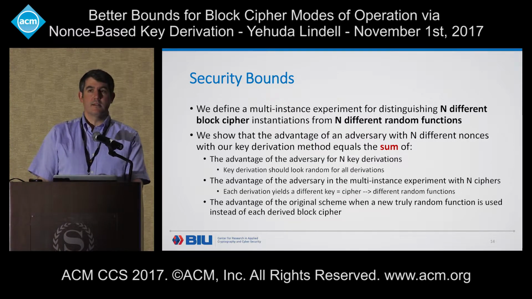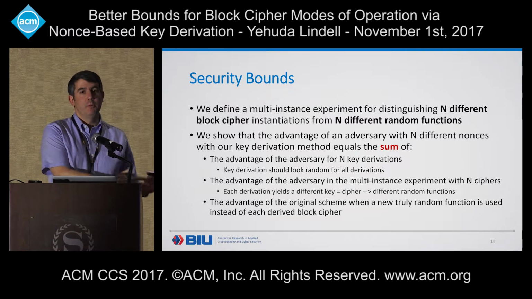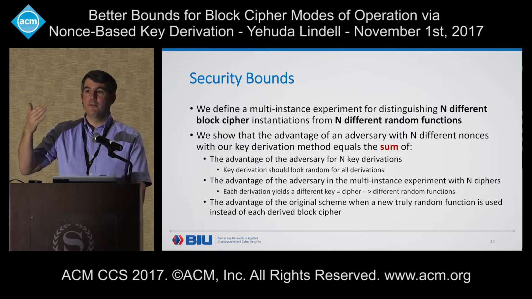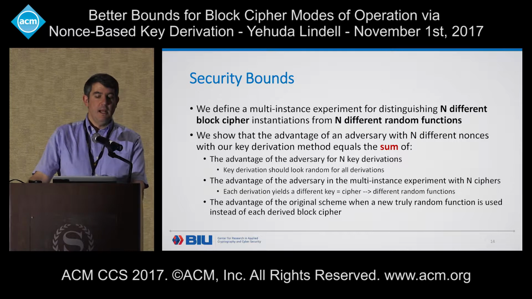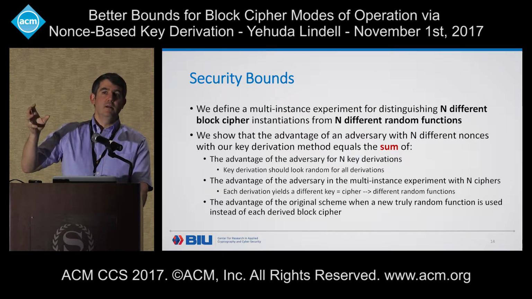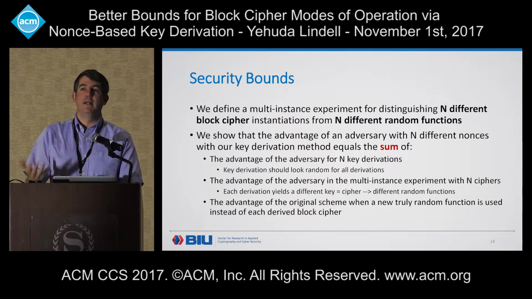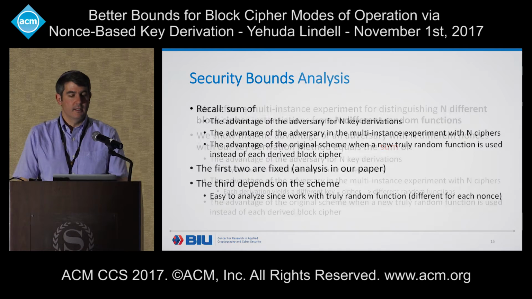And in this multi-instance experiment, we now want to transfer the analysis from a random permutation to a random function. So each derivation yields a different block cipher, and we want to make that indistinguishable from a random function. And then finally, we analyze the original mode of encryption, but instead of using a block cipher, using a truly random function. And then it's the sum of these 3 elements, and that's the bound that you get.